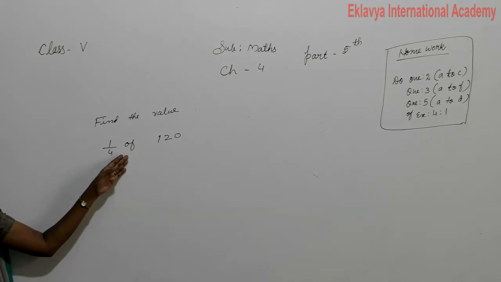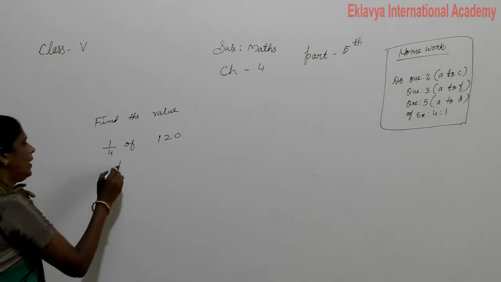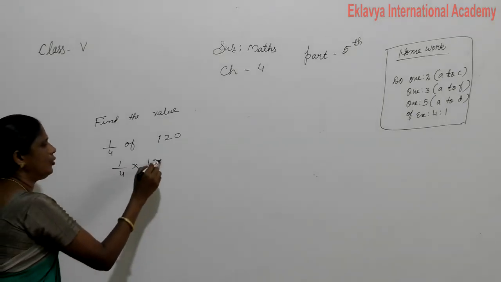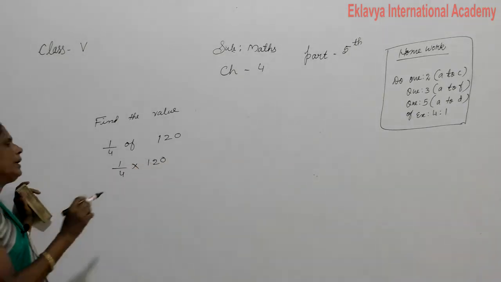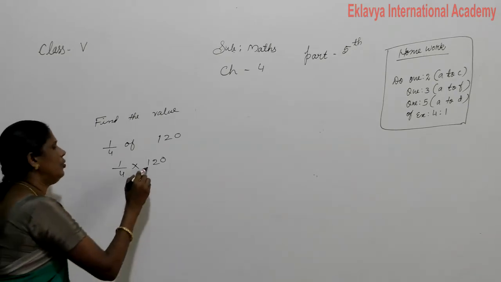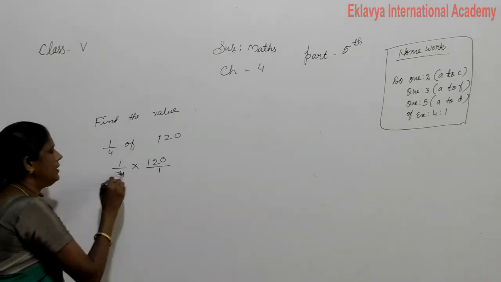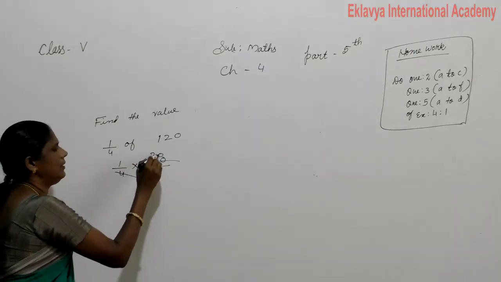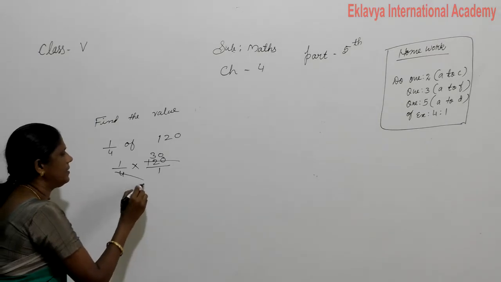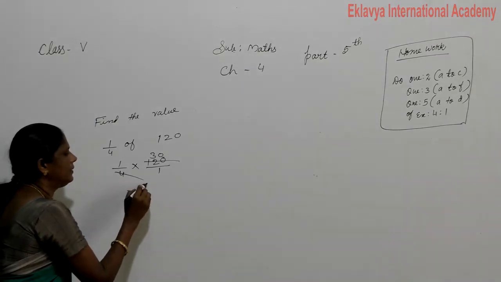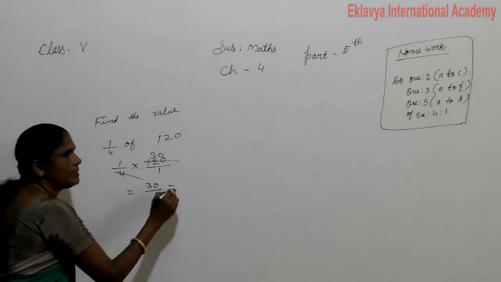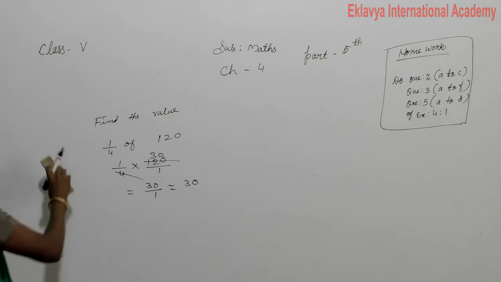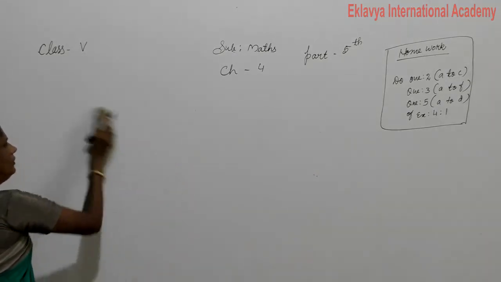Of means multiply, so we multiply 1 by 4 with 120. Okay, here there is no denominator, you put 1. Then we cut this, how many times does it go? 30. Here the answer is 1. 30 upon 1 is equal to 30. Understand? Next.